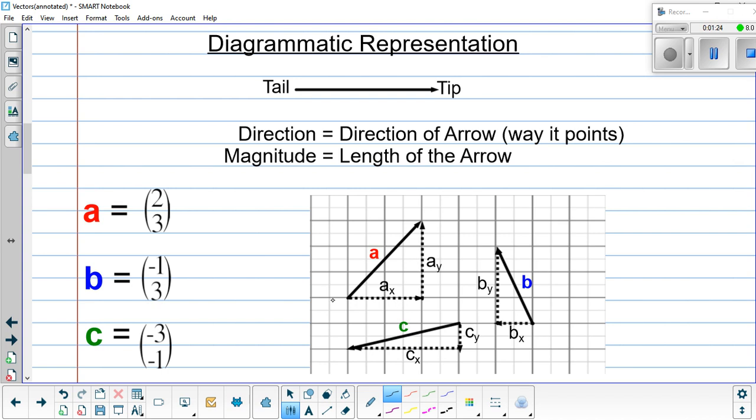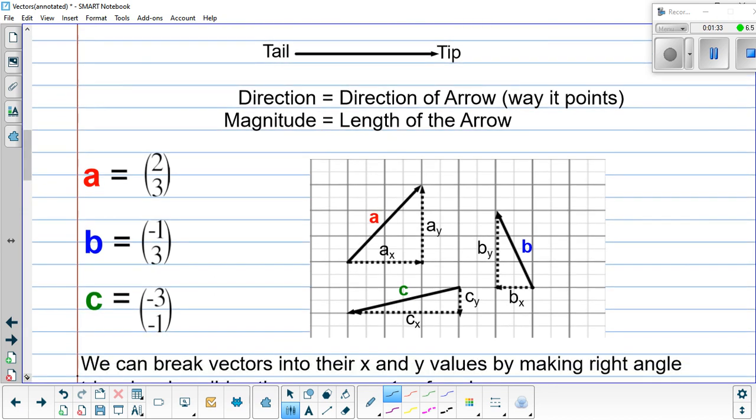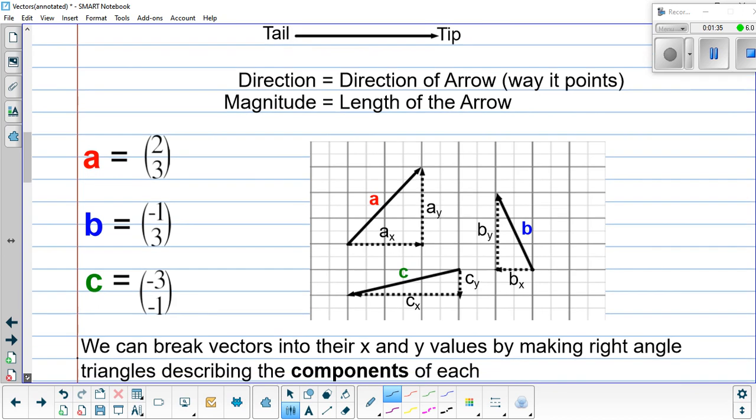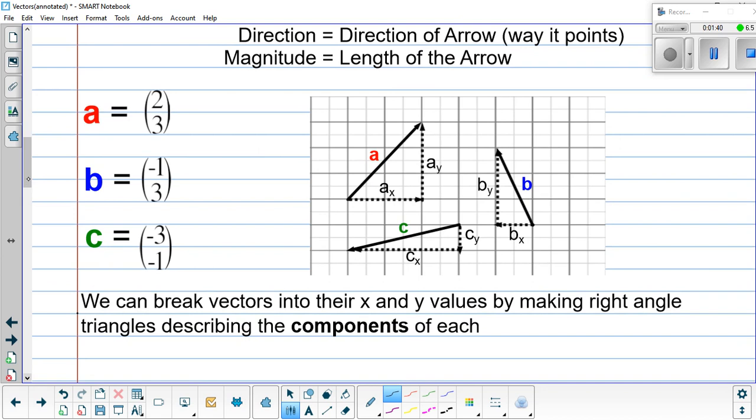Notice that we're just starting and we trace along, adding tip to tail. We'll talk about this more when we actually get to addition of vectors. So that breaks us up into components and talking about what they are.